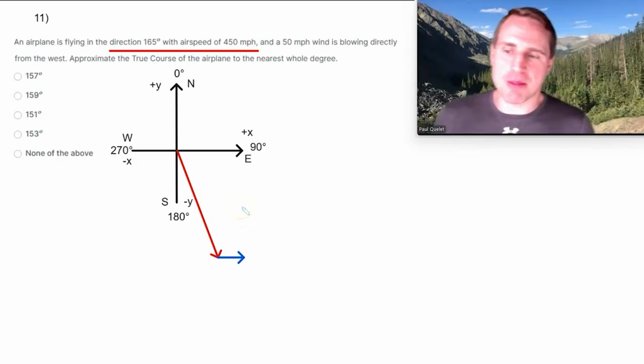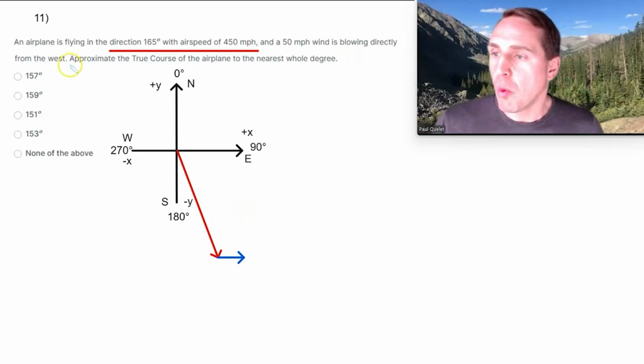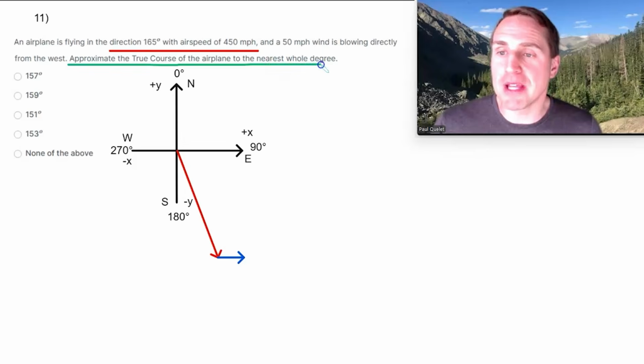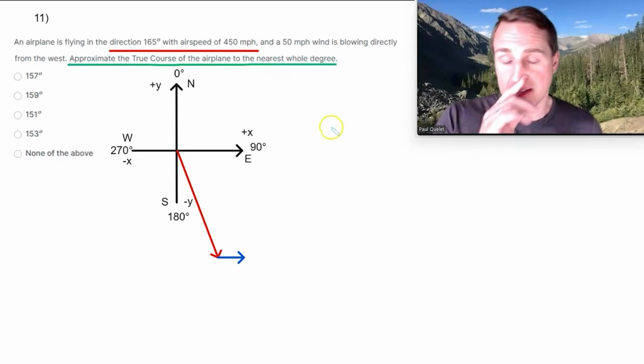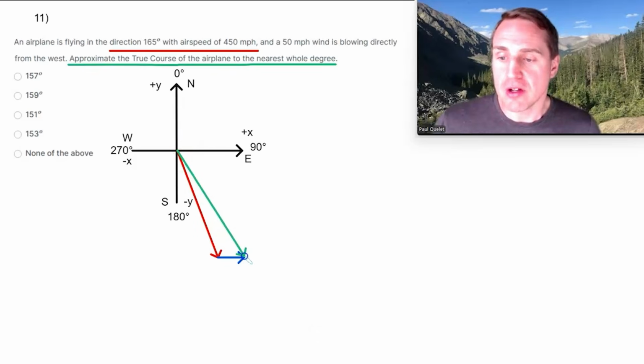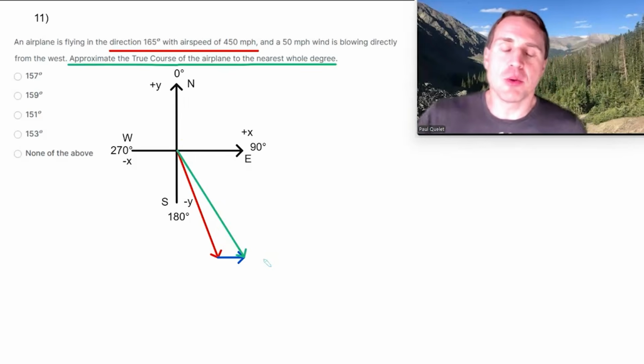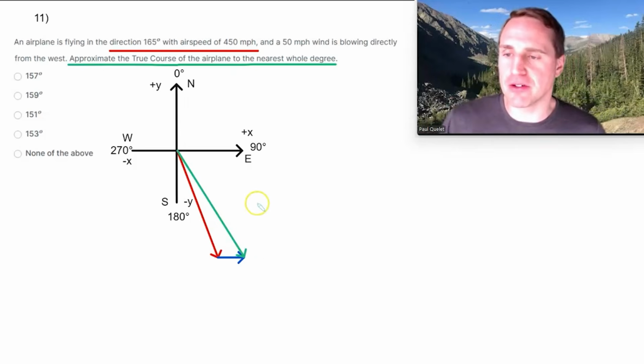Now, as pictured, it's not perfect, but we're just doing the best we can. We're going to approximate the true course of the airplane to the nearest whole degree. To do that, we need to add these two vectors. So from the origin, with the airplane and the wind, this is the entire true course of the airplane. So we need to add together these two vectors.